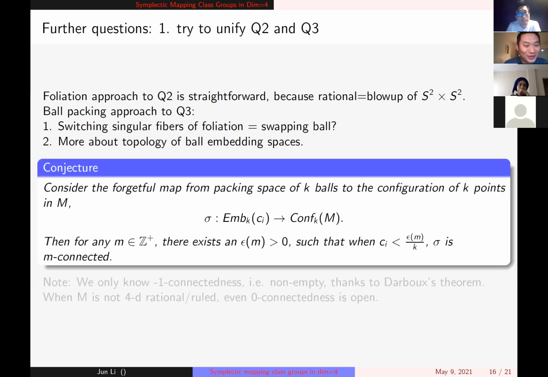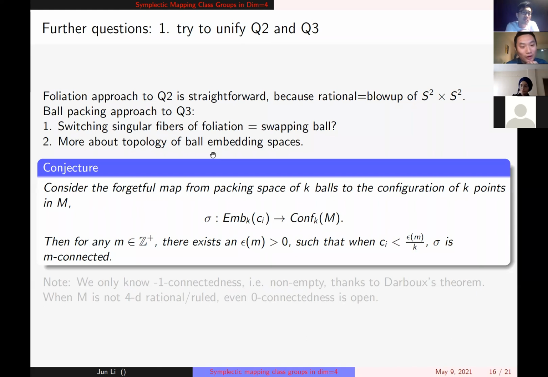Okay, so here are some questions about using the ball packing approach to address question 3. So the first question, which I believe has a positive answer, but we haven't really written anything down yet, is that it looks like the switching singular fiber maps or the loops are quite similar to the ball swapping loops. Well, we wonder, is there a direct equivalence or at least some isotopy between those two kinds of maps?